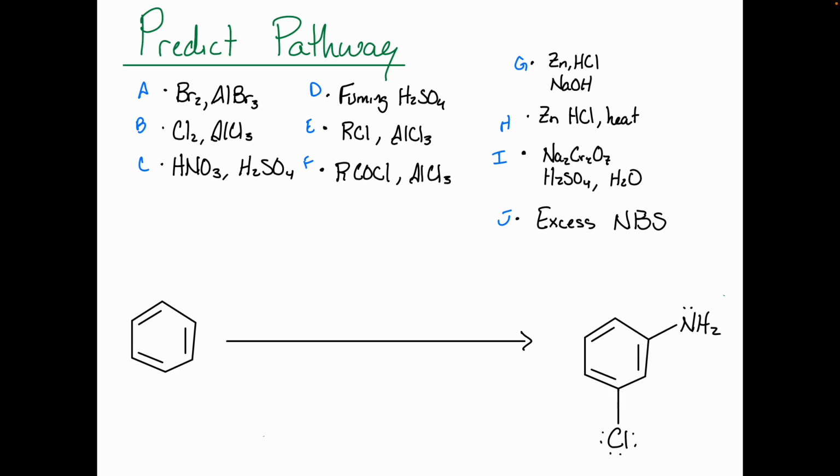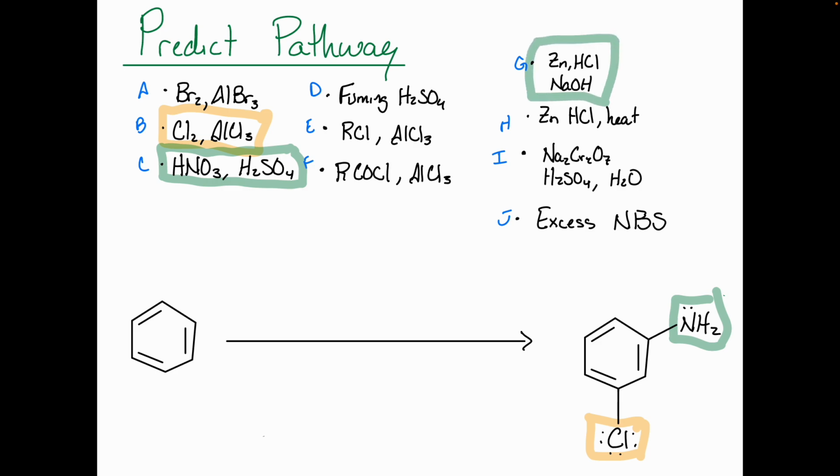So in some ways this one's a little bit more straightforward in figuring out what reactions we need, but the order is still going to be really important here. So my chlorine, I'm going to do reaction B, my chlorination reaction. There's really only one way we know how to put an amine group on that ring, and that's to first start out with a nitro group and then reduce it with zinc and HCl and sodium hydroxide.